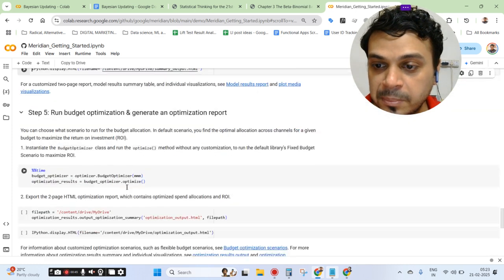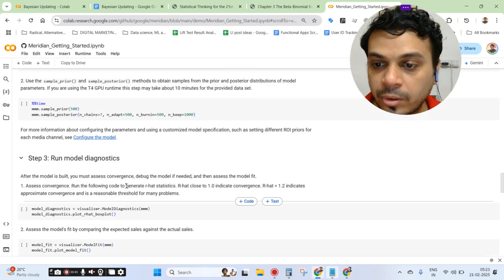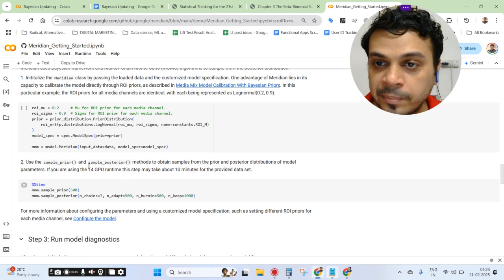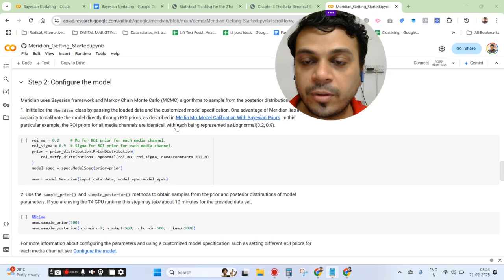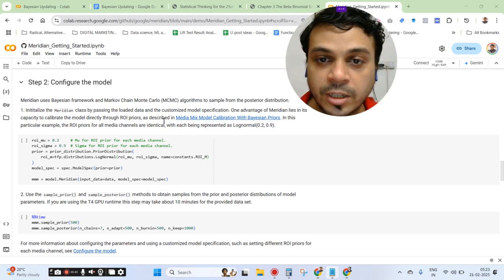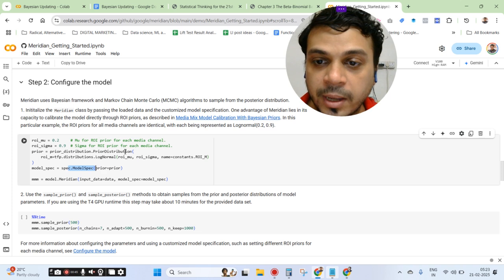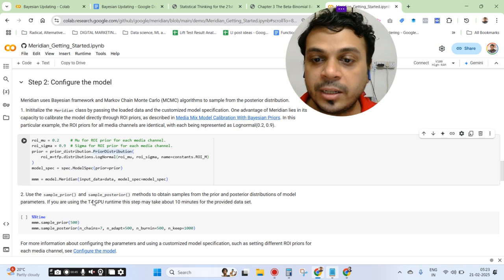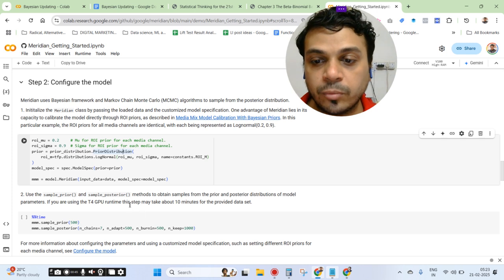let's see. Okay, where are you? MCMC. So there you go. It says that Meridian uses the Bayesian framework and the Markov chain Monte Carlo algorithms. And you can see that it's actually there within the model spec. So that's how it's actually going to do its bit. It's being programmed internally. That's how it works.